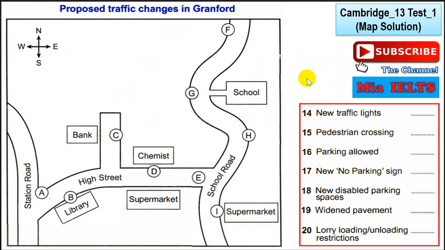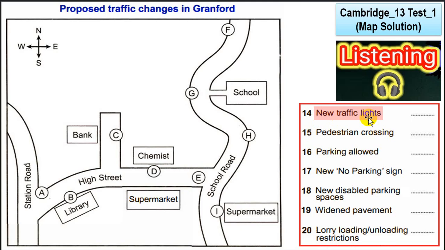Now listen and answer questions 14 to 20. In this time, we try to locate the mentioned questions. New traffic lights, pedestrian crossing, parking allowed, new no parking sign, new disabled parking space, widened pavement and lorry loading and unloading restrictions. At first, we will try to locate the new traffic lights.